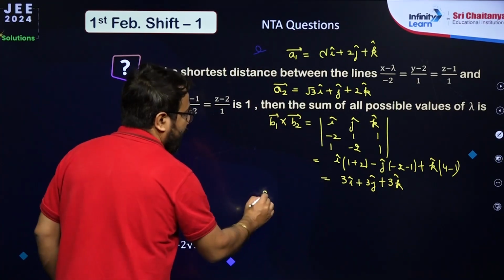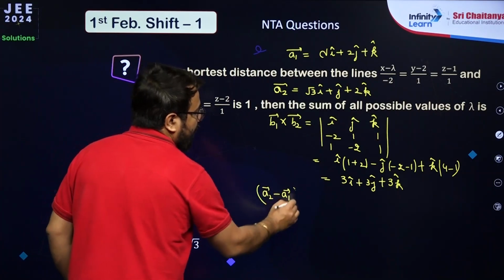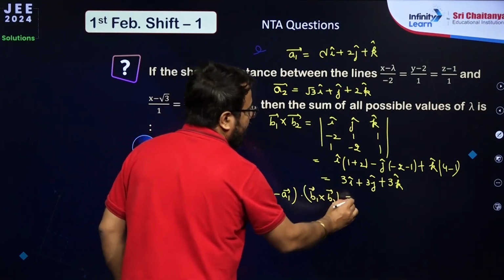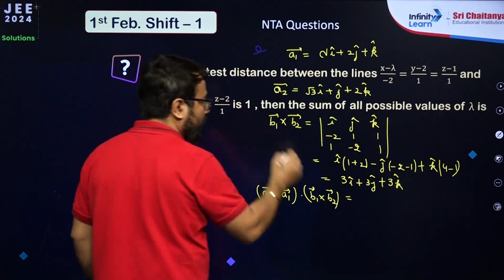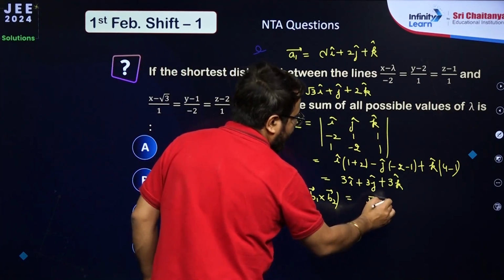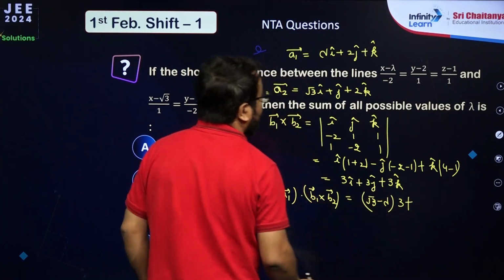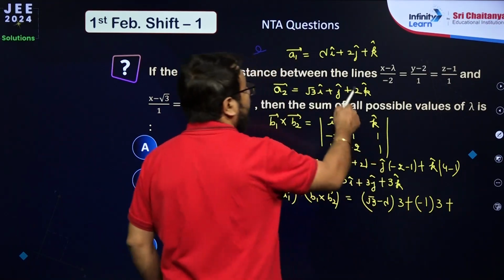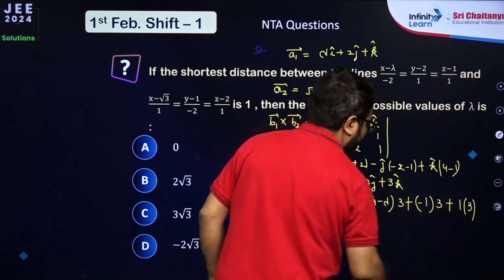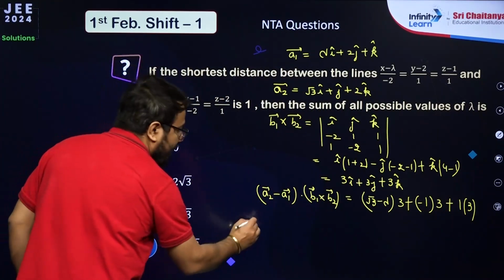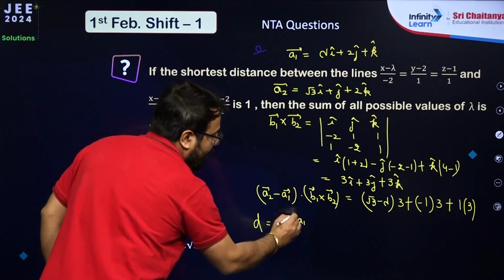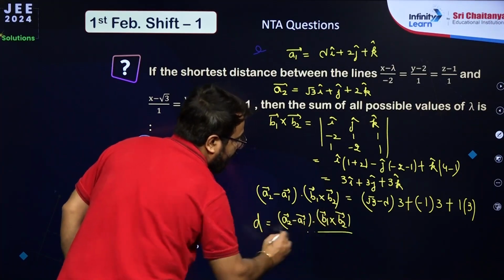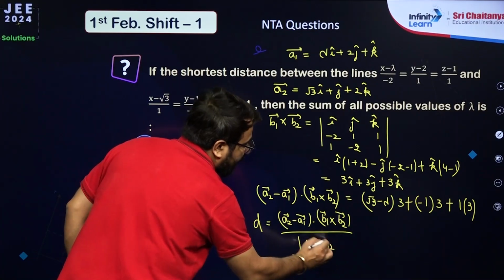Now this B1 cross B2 is taken the dot with A2 minus A1. Are you able to understand this? Yes. So A2 minus A1 is what? Root 3 minus lambda, root 3 minus lambda into 3. Then here it is 1 minus 2, that is negative 1 into 3. Then it will be 2 minus 1, that is positive 1 into 3. And if I want to get the distance between the two skew lines, it will be A2 minus A1 dot B1 cross B2 whole divided by magnitude of B1 cross B2.